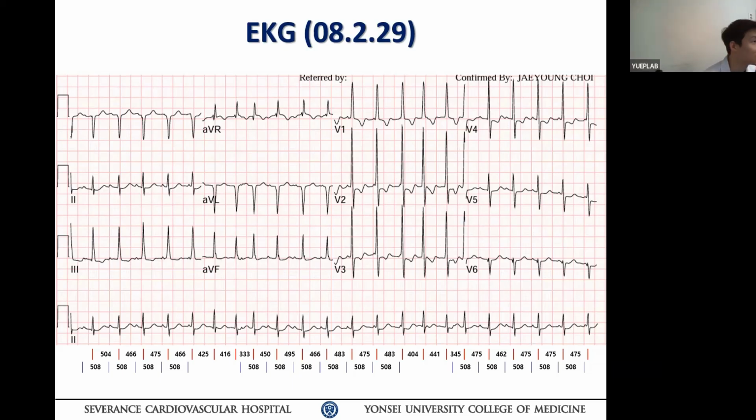What is your opinion? I think this is a junctional tachycardia, from a lower site than the compact node. Okay, so you also agree it's JT. Yes, junctional tachycardia, but it's most likely an automatic tachycardia. But I don't know why the rate is so slow. That's what bothers me.